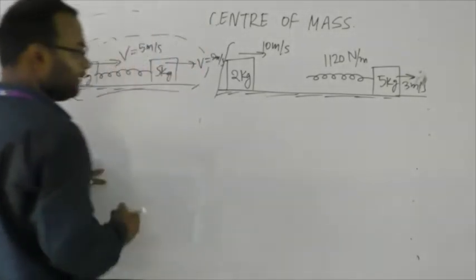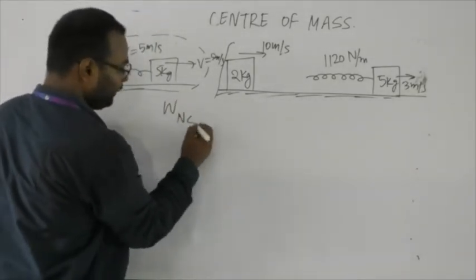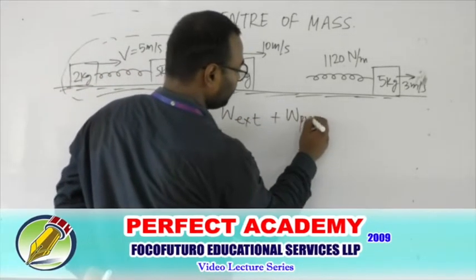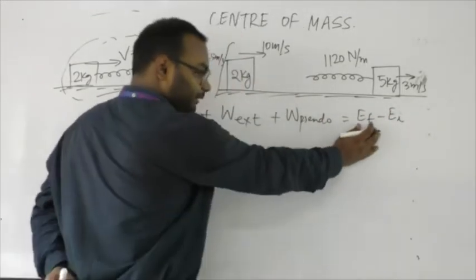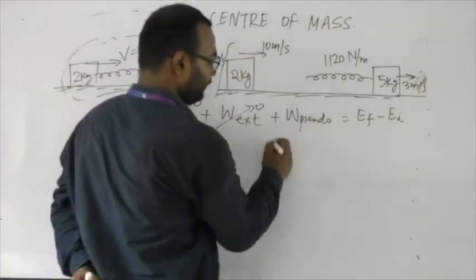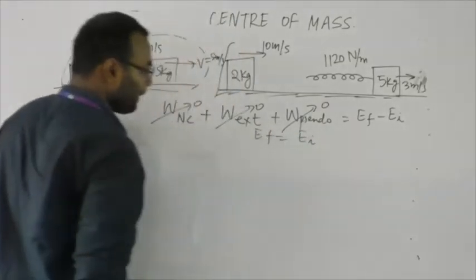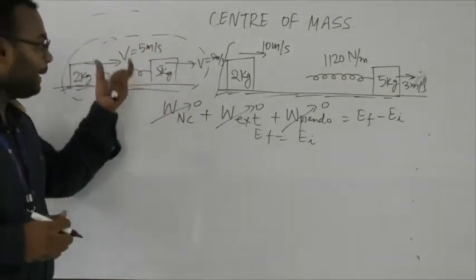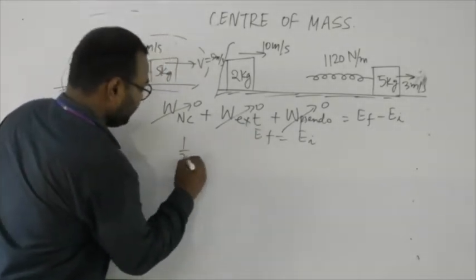So now we have to conserve energy. How will we write? The form of energy is: work done by non-conservative force, work done by external force, work done by pseudo force is equal to EF minus EI, final mechanical energy minus initial mechanical energy. There is no non-conservative force, no friction, no external force, no pseudo force. So we can simply write EF equals EI. The energy is written in the form of spring potential energy plus the kinetic energy of the blocks.